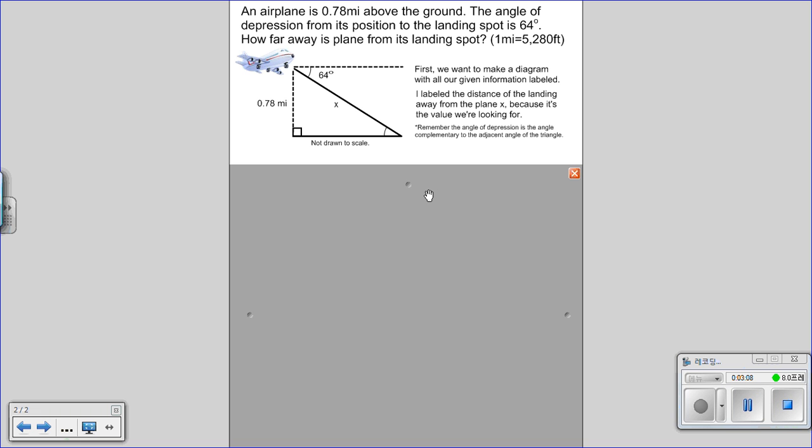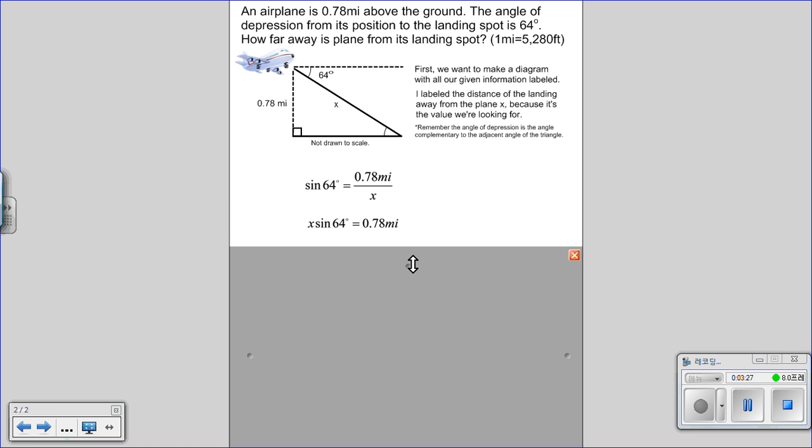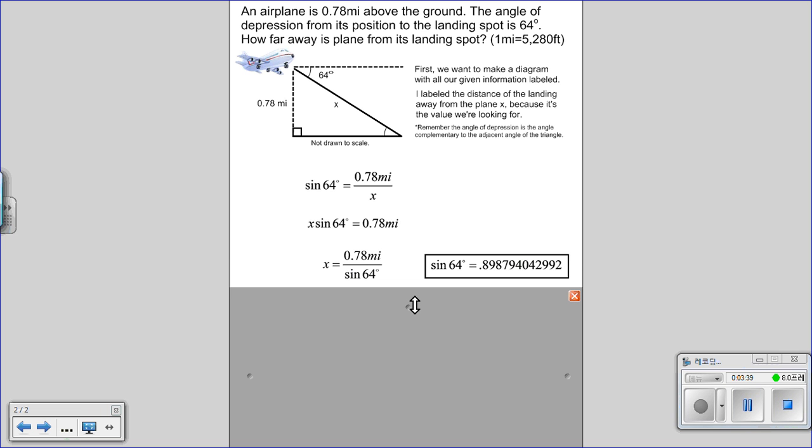And we know that sine equals the opposite side divided by the hypotenuse. So we can use the sine of 64 degrees equals 0.78 miles divided by x. We multiply both sides by x, and we get x times the sine of 64 degrees equals 0.78 miles. Then to isolate x, we divide both sides by the sine of 64 degrees to get x equals 0.78 miles divided by the sine of 64 degrees.